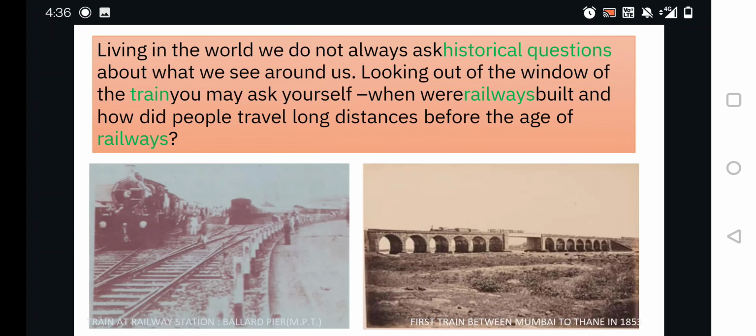Next we see, living in the world, we do not always ask historical questions about what we see around us. Looking out of the window of a train, you may ask yourself, when were railways built and how did people travel long distances before the age of railways? So yeah, this is the way we should learn history. It's not all about dates.